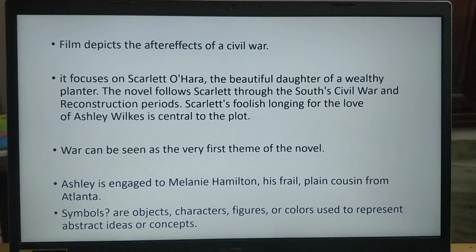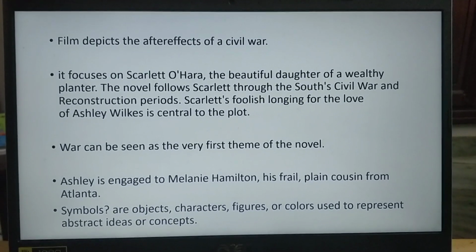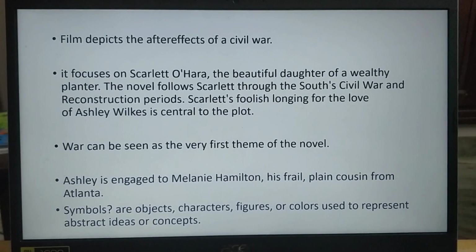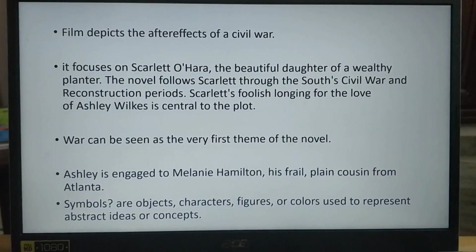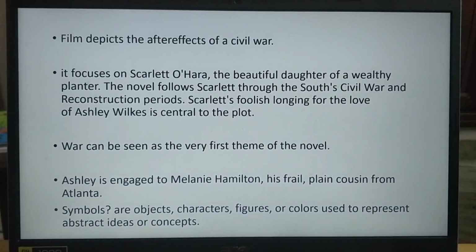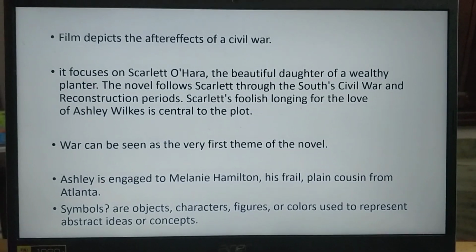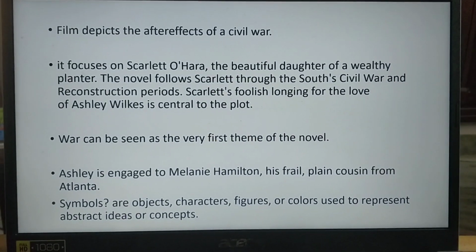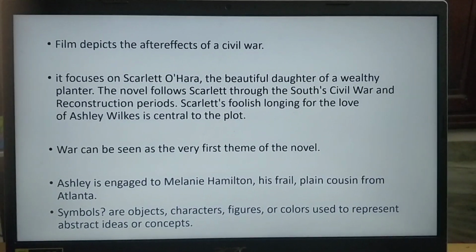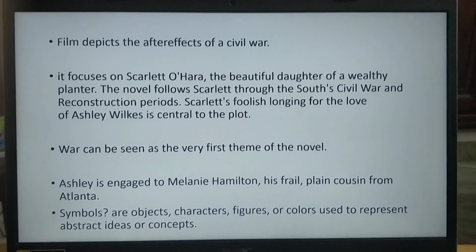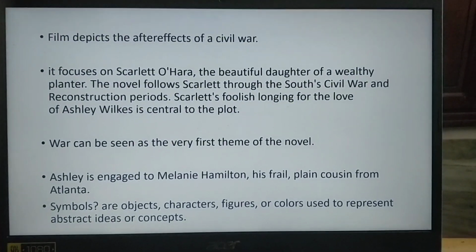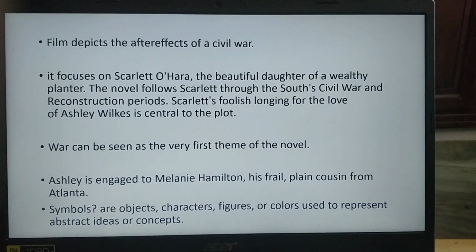So the other character opposite to our heroine, Scarlett O'Hara, is Ashley Wilkes, and our heroine is in love with Ashley Wilkes, but Ashley Wilkes does not reciprocate her love, and he goes on to marry his cousin, his frail, pale cousin, Melanie. Now, what can be seen as the very first theme of the novel? I told you, throughout the film you can see war happening, the Civil War. Now, Ashley is engaged to Melanie Hamilton, his frail, plain cousin from Atlanta.